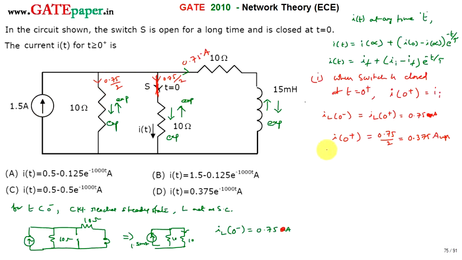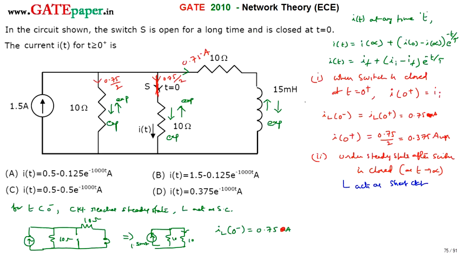Now under steady state, after the switch is closed, steady state is reached as t tends to infinity. By that time again the inductor L acts as a short circuit. The inductor acts as a short circuit under steady state. Even after the switch is closed, the inductor reaches steady state.